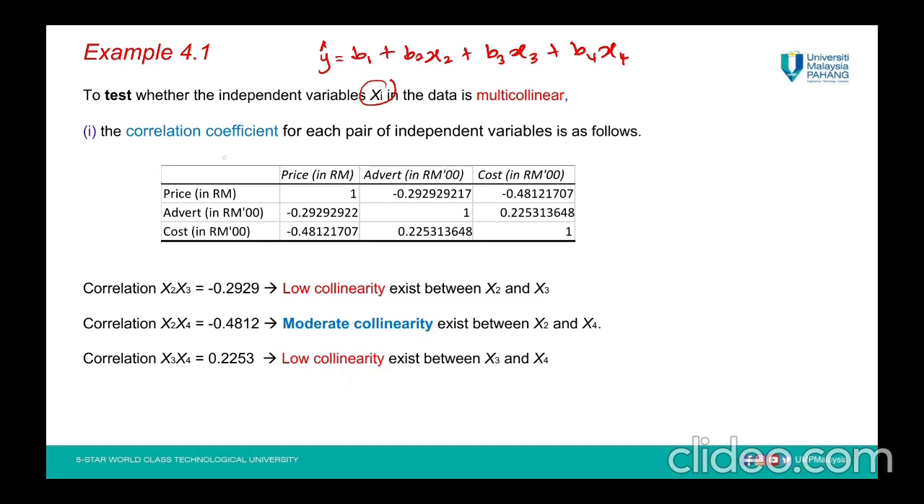The first test is by using correlation coefficient for each pair of independent variable. The table of correlation for each pair of xi is shown here, where we can see that price here is X2, advertising that is X3, and cost will be X4. We can get this table using Microsoft Excel via correlation in data analysis tool.